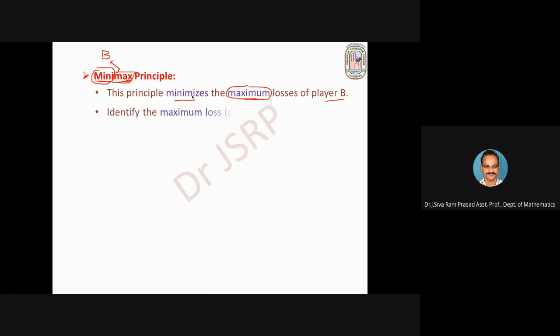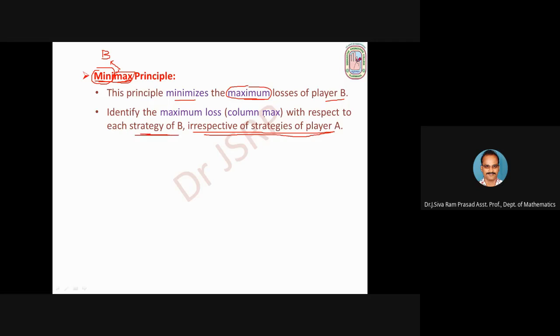So identify the maximum loss, that is column max, with respect to each strategy of B, irrespective of strategies of player A. So in finding this value, we don't bother about the strategy of player A. Corresponding to each strategy of player B, we take column maximum, that is maximum loss for each strategy of player B.